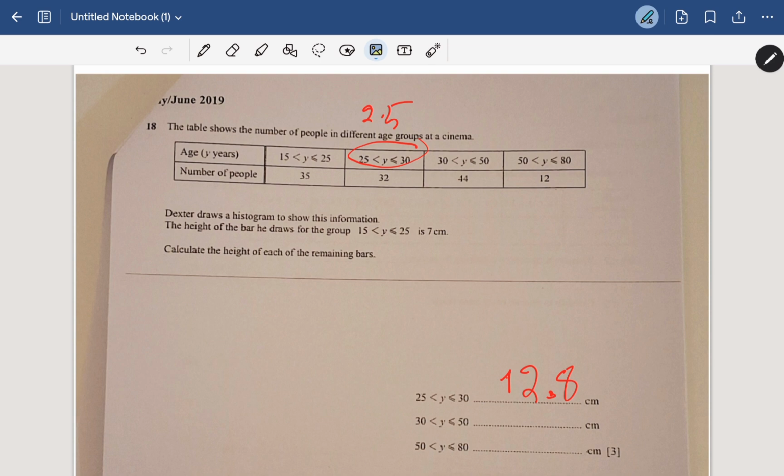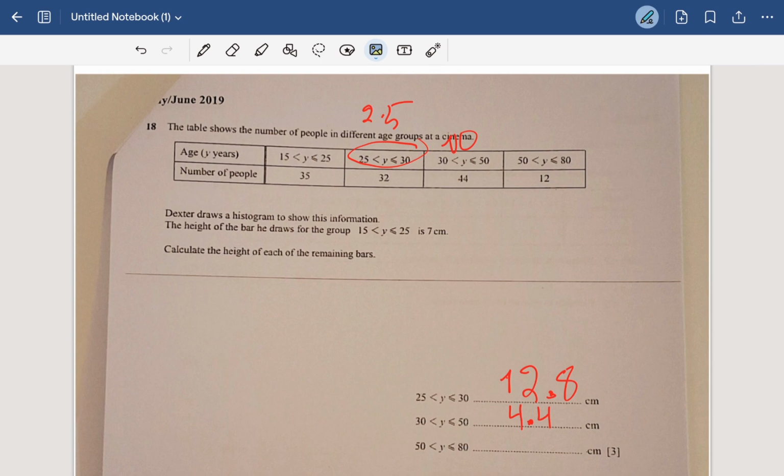For this one, it is 50 minus 30. You get 20. 20 divided by 2 is 10. So this is 10. To find the height, you're gonna do 44 divided by 10, which is 4.4. Okay? Then for this one over here, you're gonna do 80 minus 50, which is 30.